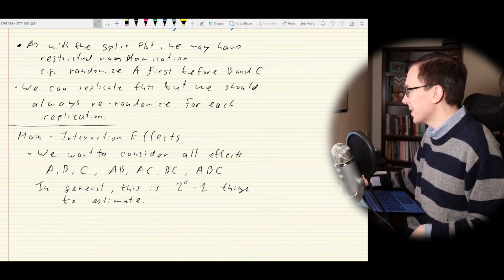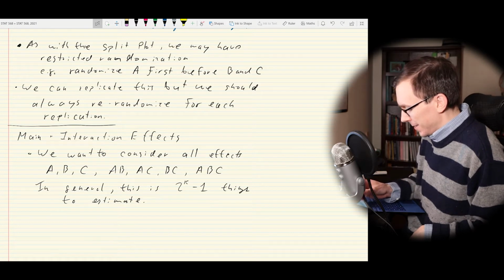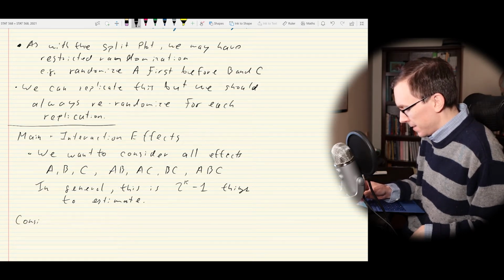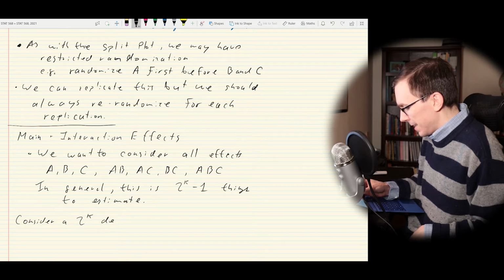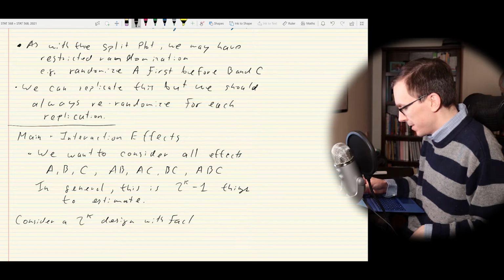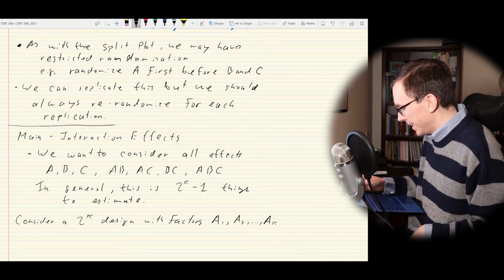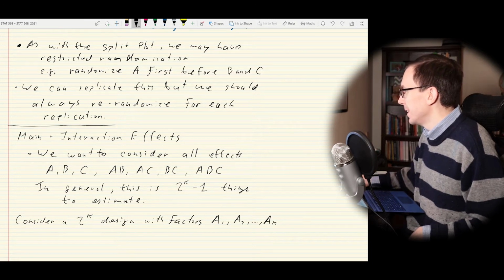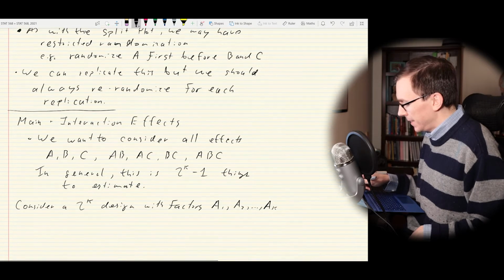So what we can do is let's first talk about main effects. What we're going to do is now consider a 2 to the k design with factors A1, A2, all the way up to AK. Now, we can define here the main effect.